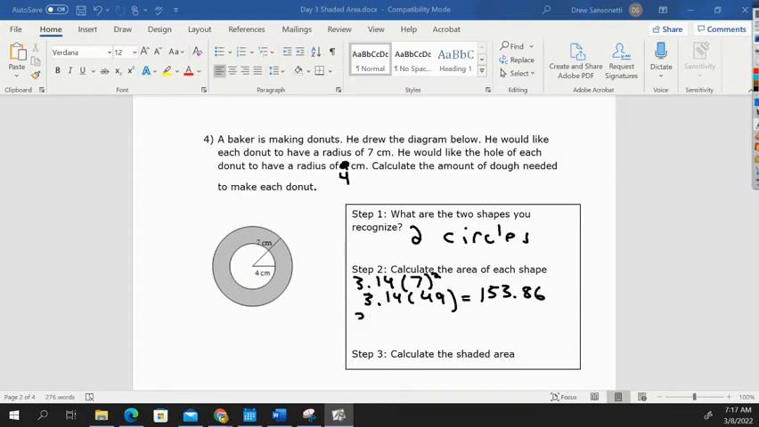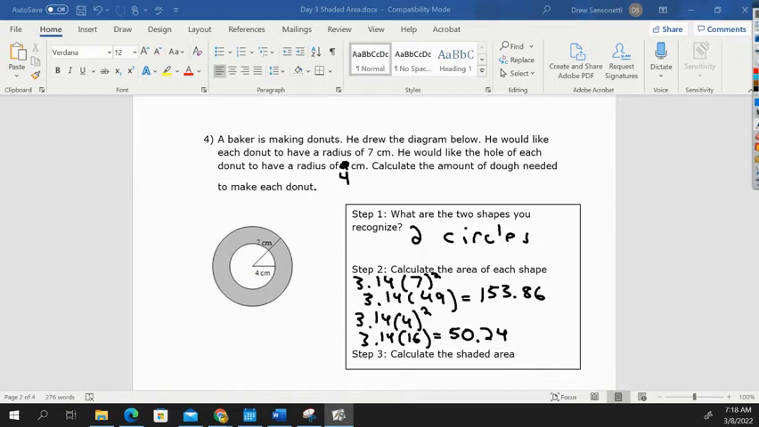The small one, I'll do pi times its radius. Its radius is 4 squared. So 4 squared is 16. So really it's 3.14 times 16. I'll type that in. And I got 50 and 24 hundredths, or 50.24.